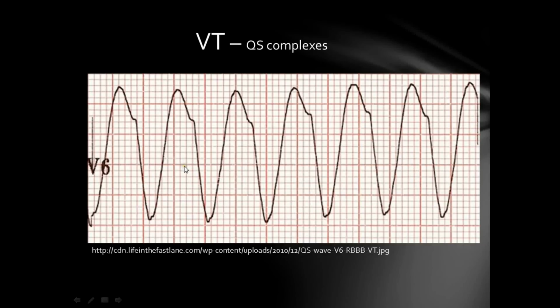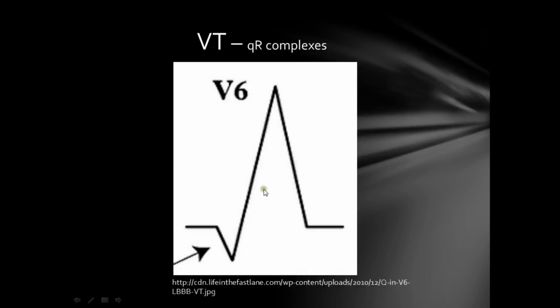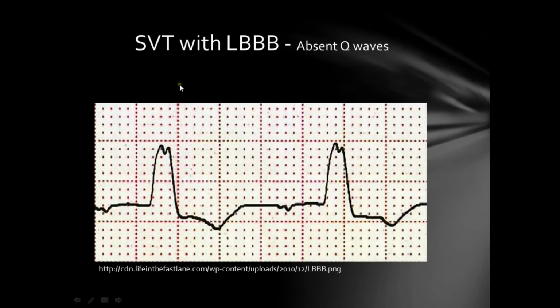And here we can see in V6 the QS complexes, so negative concordance in V6 without R waves. This is just like the QS complexes seen in V6 in the right bundle branch block-like morphology. And here we can see the QR complexes. Although in V6 it's a positive concordance, you have Q waves, and this is in favor of ventricular tachycardia. Here we can see the SVT with the left bundle branch block, and typically you can see the absent Q waves and the positive concordance in V6.